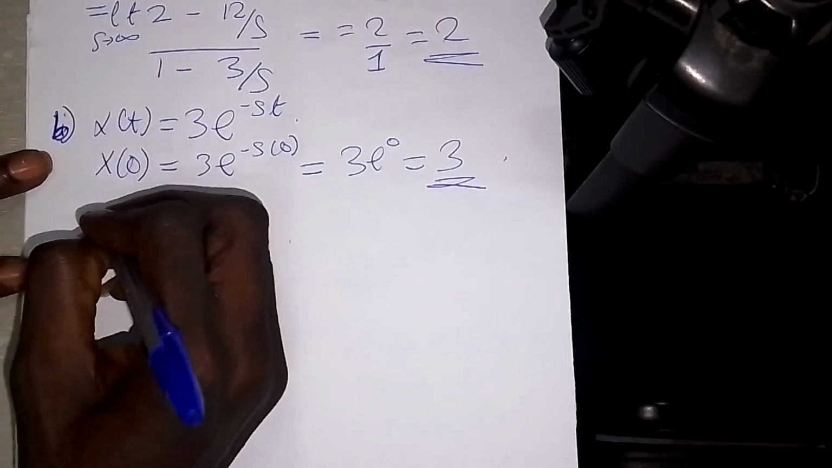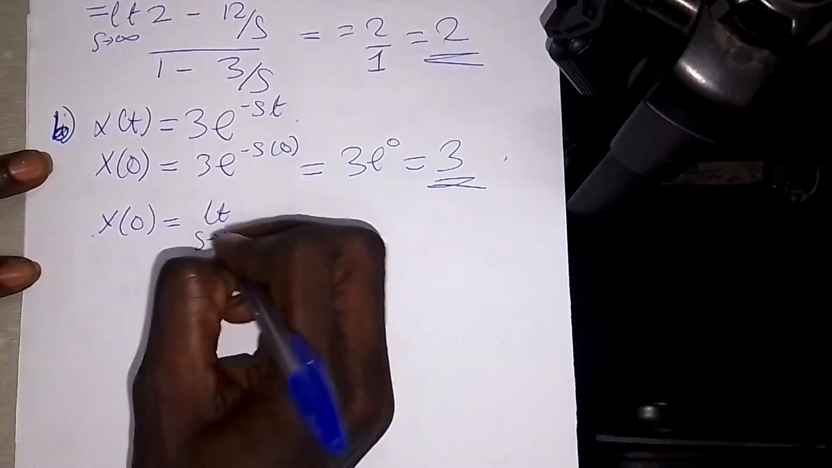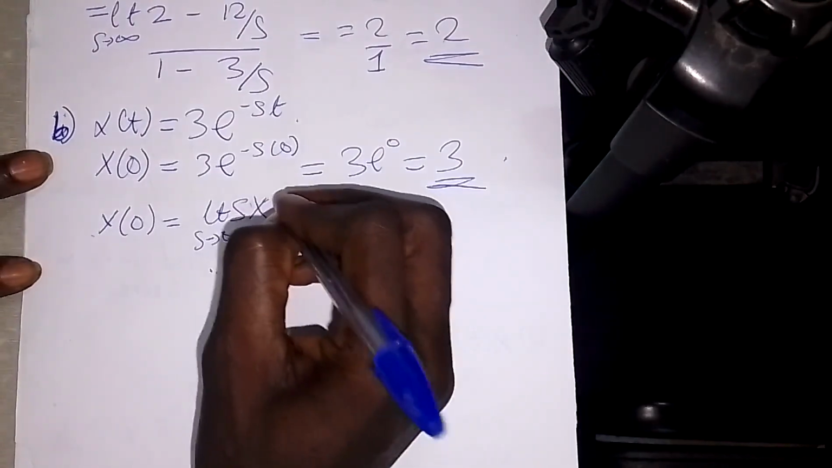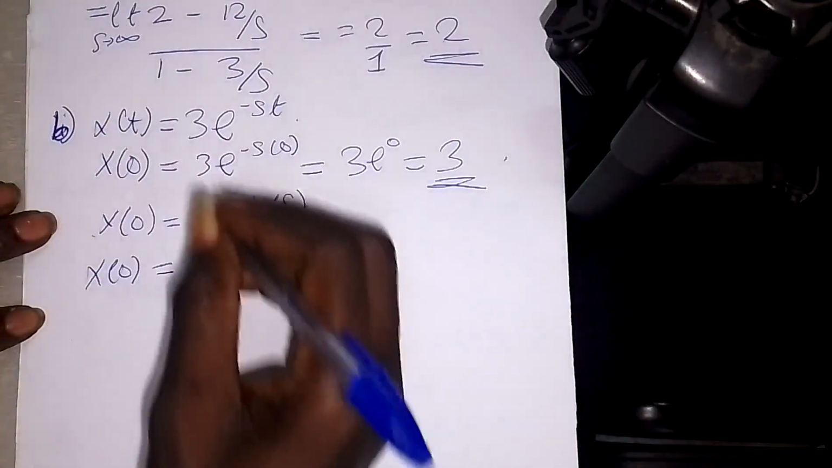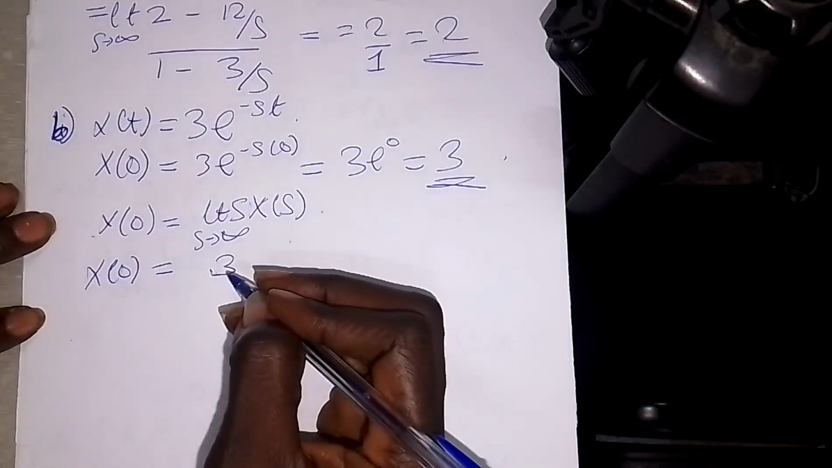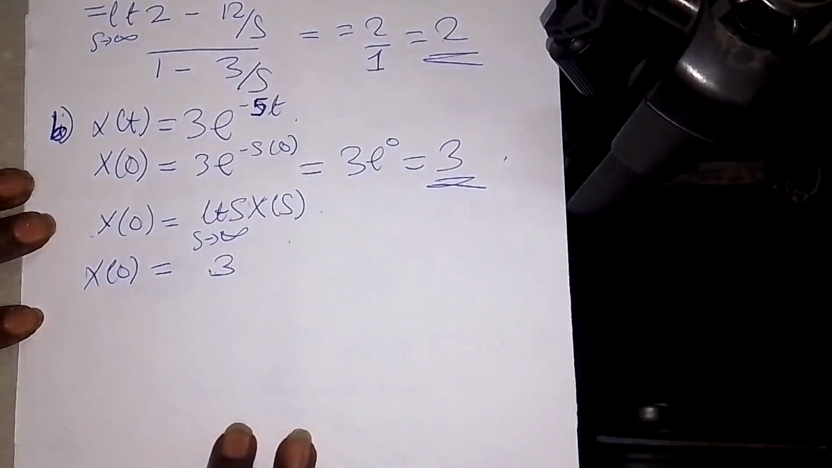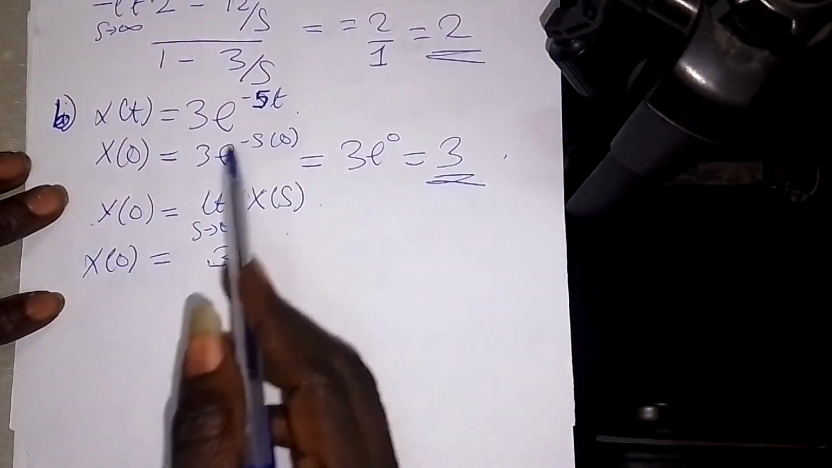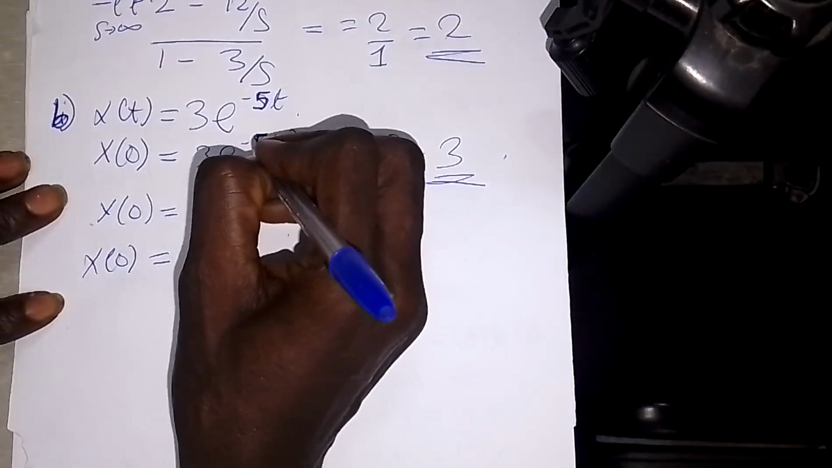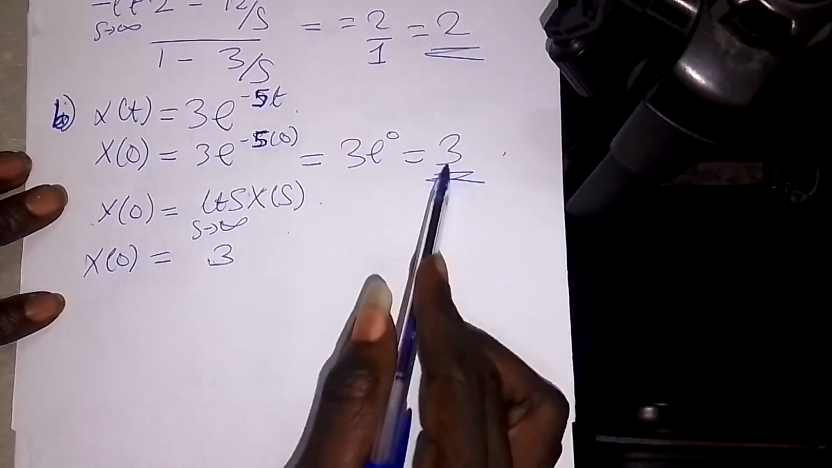Now let's do it for the s domain. In the s domain, I'm supposed to have x of 0 equals the limit as s approaches infinity of s times X of s. Sorry, please, here is 5. It's 5. So if you put 5 here and here is 0, it will still be 3e to the power 0, which is 3. It doesn't change anything, it's the same thing.